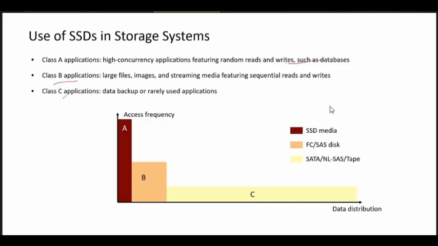Class B and class C depend on what kind of disk you want to use. Class B, maybe SAS. Oh yeah, they already have the graph down here. So yes, SSD you will always use for databases. For your large images and all that, you'll use SAS disks. And for your backup and archiving, we'll use SATA and LSAS disks, right?